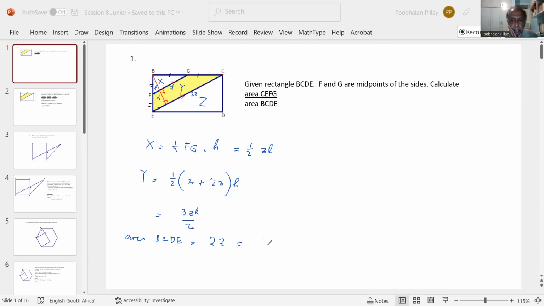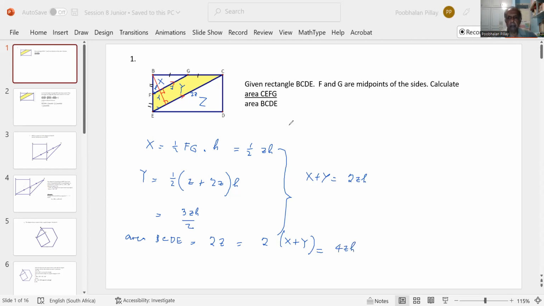And remember, the triangle's area is X and Y put together. So we can add X and Y. What is X plus Y? It's half ZH plus 3 over 2 ZH, which makes it 2 ZH. Right, so X plus Y, you can see it's half of ZH, and here it's 3 over 2, 1.5 ZH, so it has to be 2 ZH. So twice this is 4 ZH.